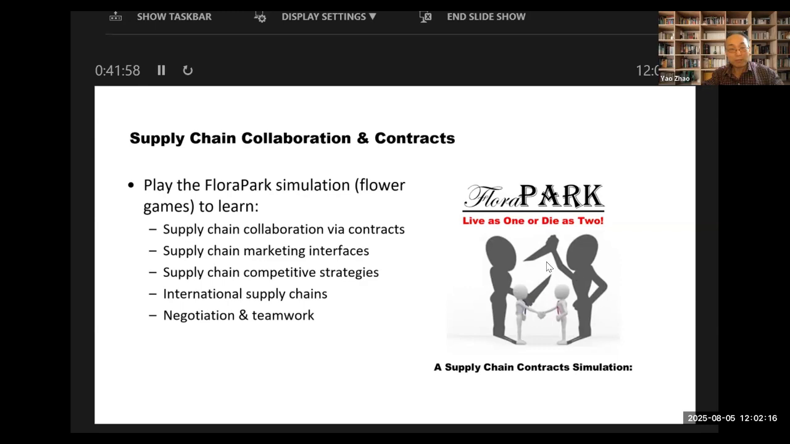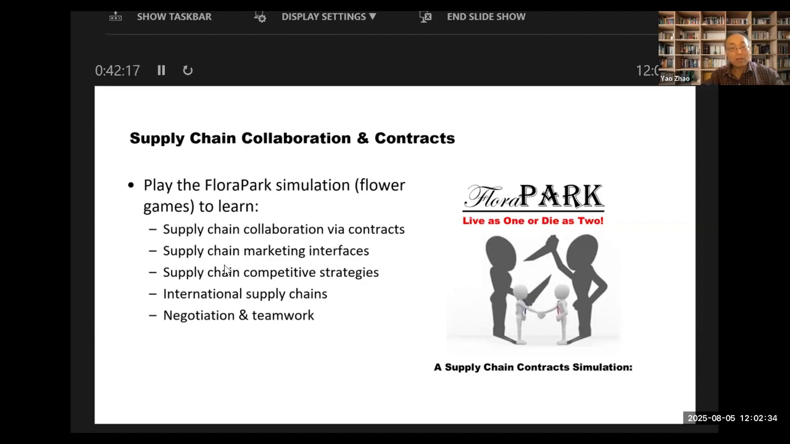So the objective is to learn how to carefully manage the relationship to avoid the backstabbing and achieve win-win. So this game actually covers a lot of learning goals, including, of course, supply chain collaboration by contracts, including the push contracts, the pull contracts, and the advanced purchasing discount contracts.